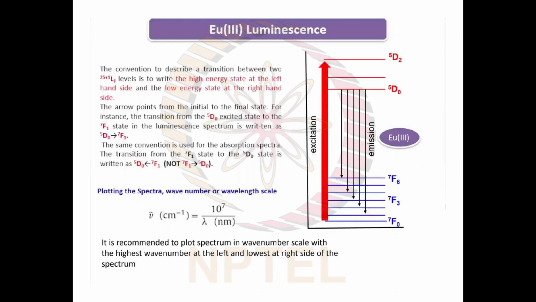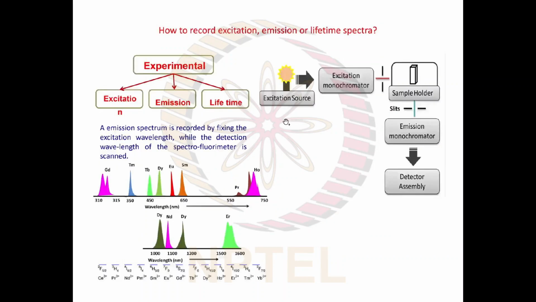Eu3+ luminescence: there is a convention to describe a transition between two 2S+1 L_J levels, which is to write the high energy state on the left hand side and the low energy state on the right hand side. The arrow points from the initial to the final state. For instance, the transition from the 5D0 state to the 7F1 state in the luminescence spectrum is written as 5D0 to 7F1. The same convention is used for absorption spectra. The transition from the 7F1 state to the 5D0 state is written like this, not this. Okay, you have to remember this.